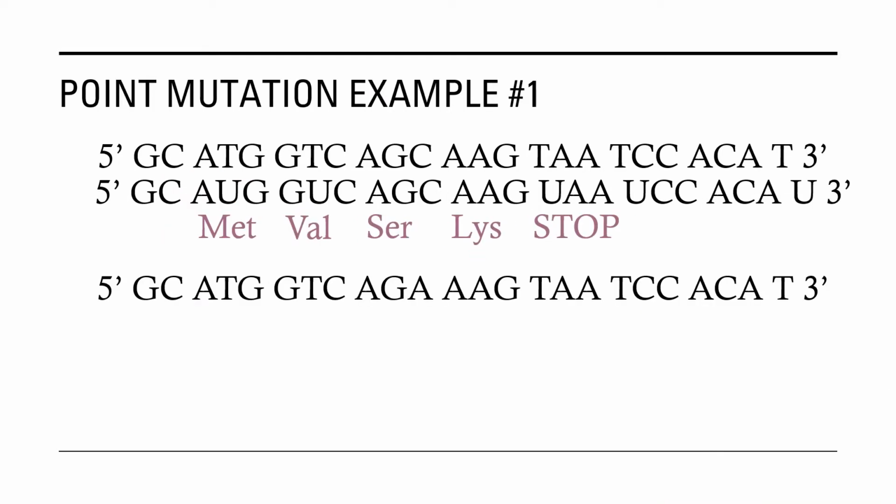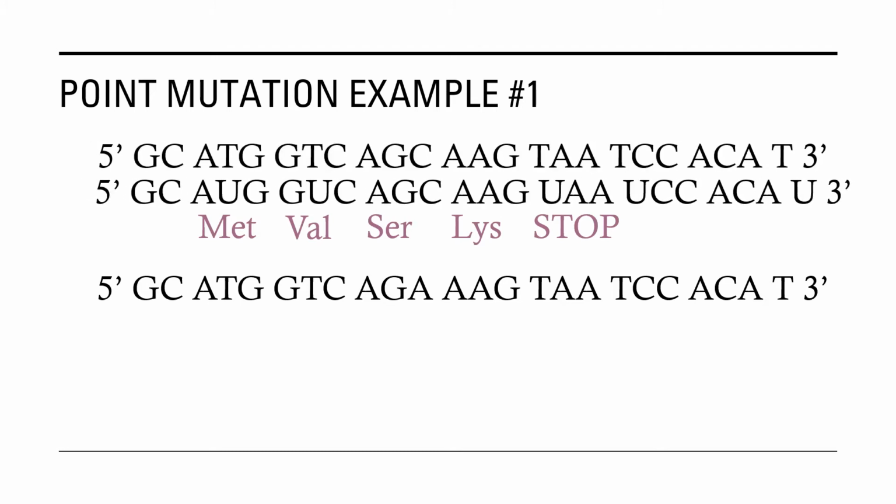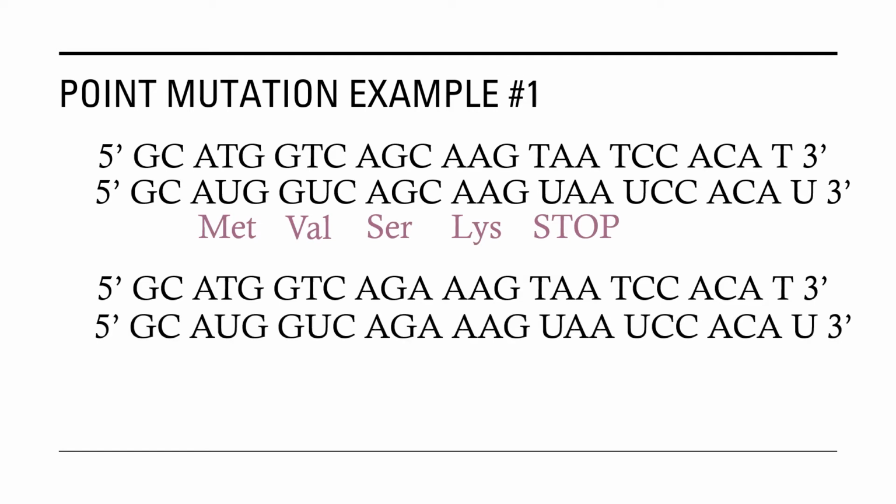Let's see how this protein is impacted by some point mutations. At the top here is our original DNA coding strand, the transcribed mRNA, and our amino acid sequence. And at the bottom, we have the same DNA sequence, except with a single base substitution. When we convert the coding strand to mRNA, we get the exact same sequence as we had originally, except the cytosine in the third codon has been replaced by adenine. Therefore, this is a transversion mutation.